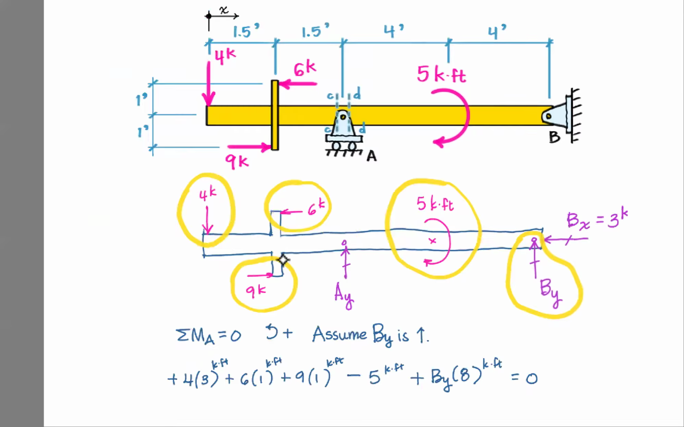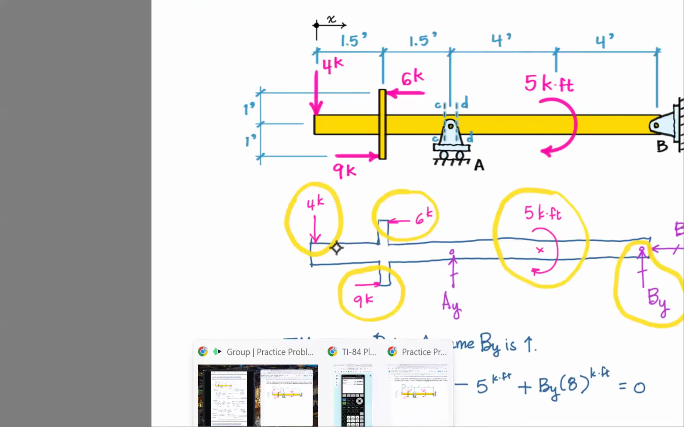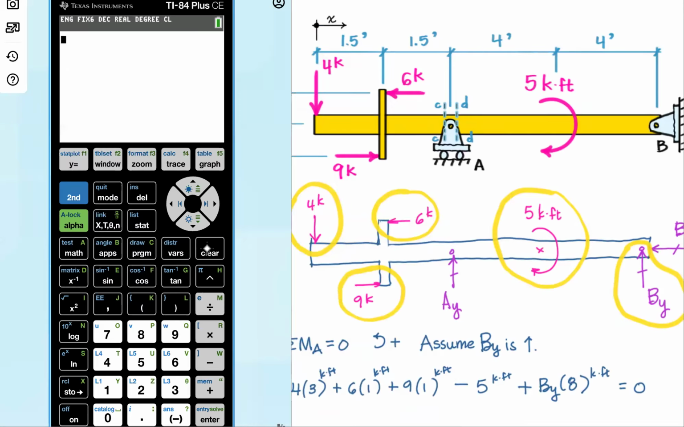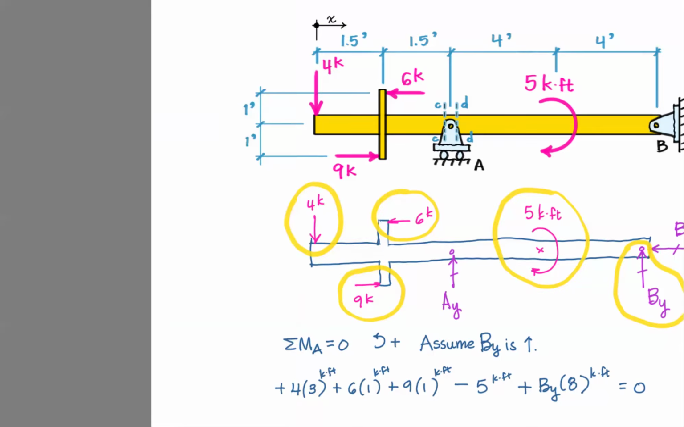And just let my calculator run through this. All right, so I've got a 12 plus a 6 plus a 9 minus a 5 equals, times -1, move it to the other side, divide by 8. And I get -2.75. The negative sign reverses my assumption that By is upward. So -2.75.